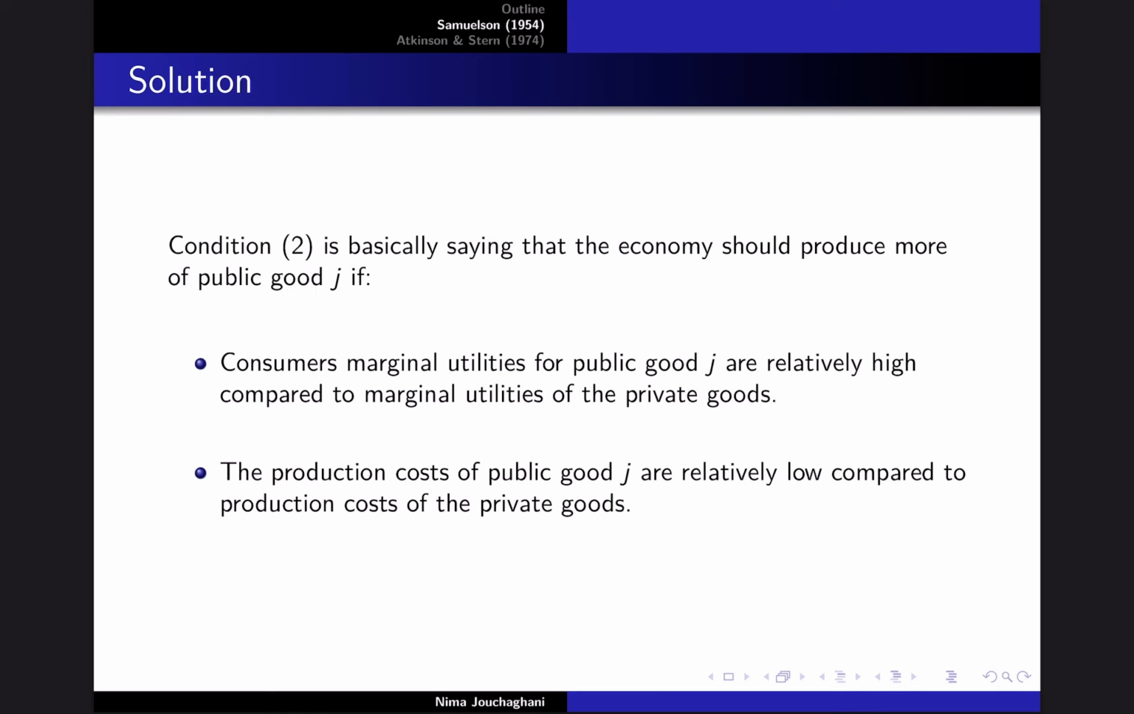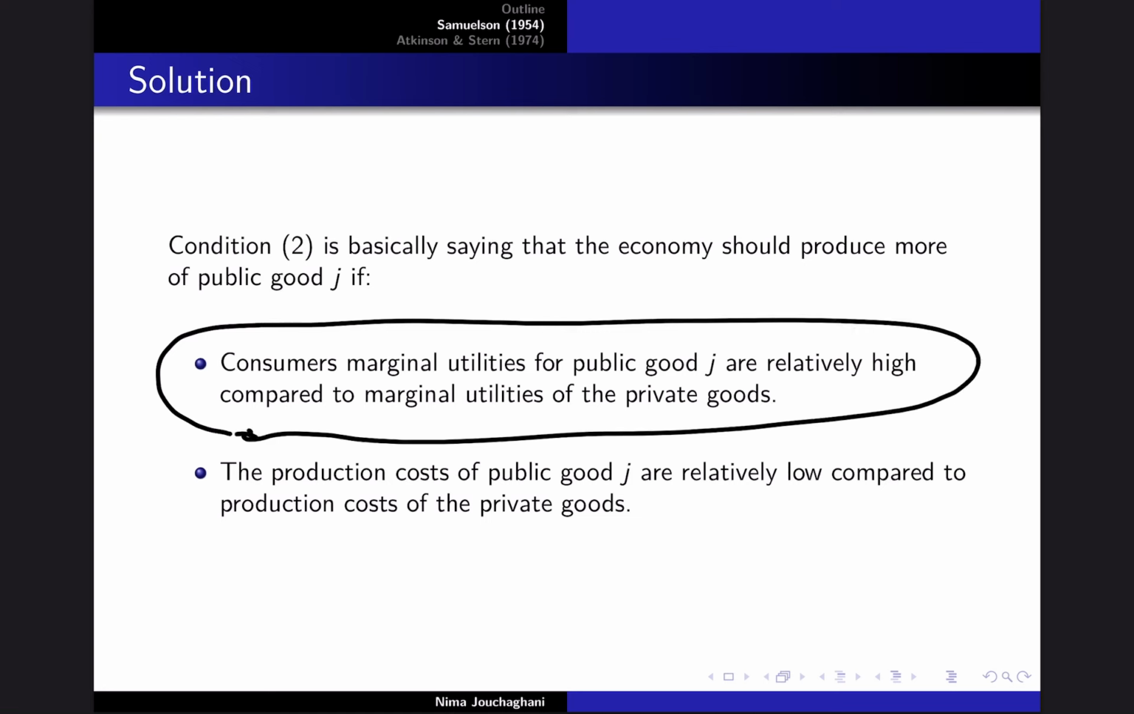So the argument here is that if there is a public good J for which consumers have particularly high preferences, so high utility, relative to the utilities they have with respect to the private goods, we should produce more of this public good. This is saying that the opportunity costs of producing a public good should be relatively low in order for us to produce more of it. So this is the argument about opportunity costs with respect to preferences for the other goods in the economy.